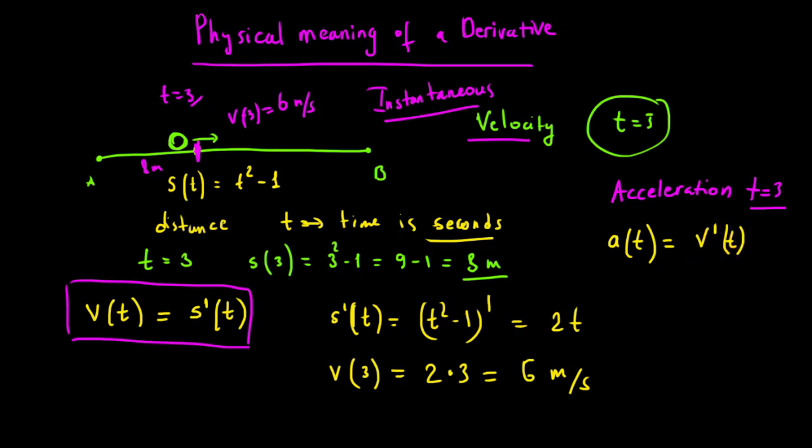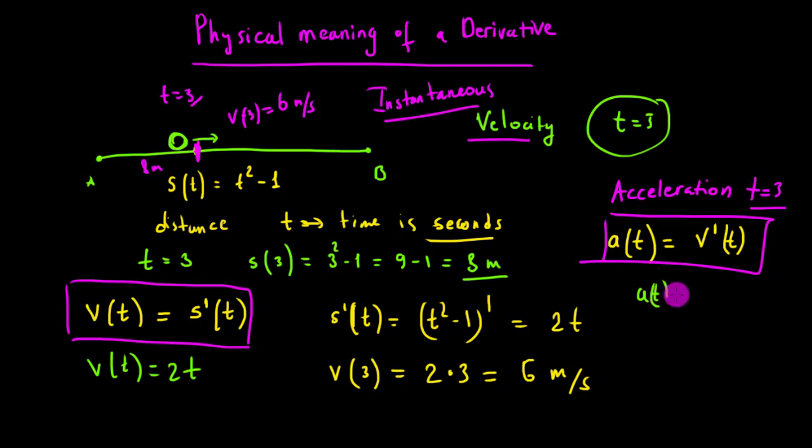So what does it mean? We have found that v(t) is just 2t. So a(t) would be the derivative of 2t, which is just 2 meters per second squared. So this is your acceleration when the time is 3.